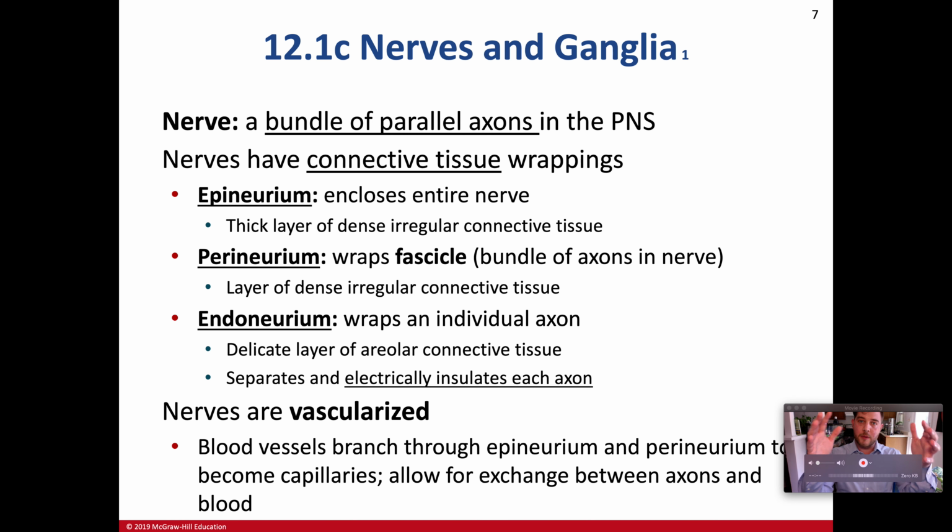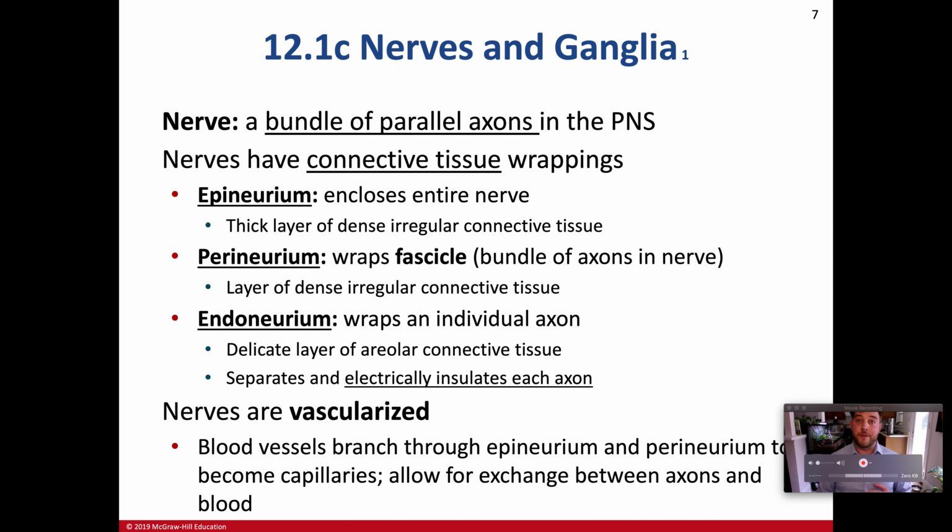The epineurium is going to be the most outer, the endoneurium is going to be the most inner, and the perineurium is what's going to surround fascicles. Yes, there are fascicles in the nervous system, just like there were fascicles in the muscular system. So the epineurium is on the very outer, the perineurium is going to be containing bundles of fascicles, and then the endoneurium wraps around an individual axon. It's what's actually going to be insulating that one extension.